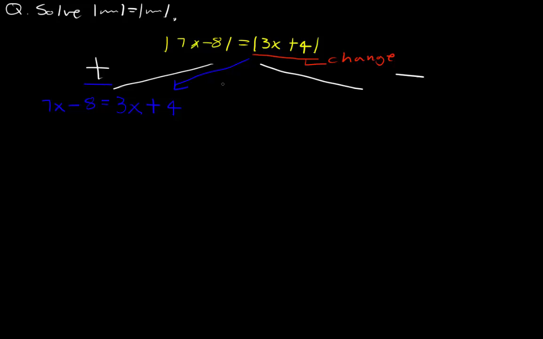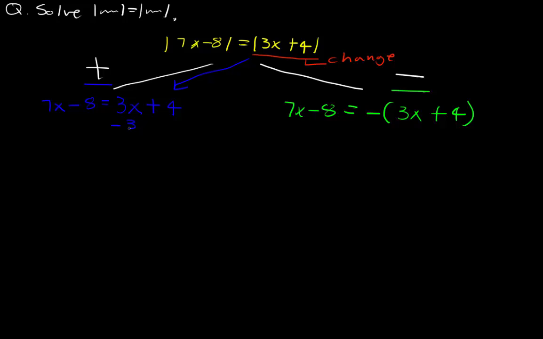But the right side will change a little bit. So I'm going to have 7x minus 8 like I had in the before. But this time it's going to equal to minus of what it is. So I'm going to have minus with parentheses 3x plus 4 like that. Okay, so I have two different equations. It's time to solve them. So let's solve this here.